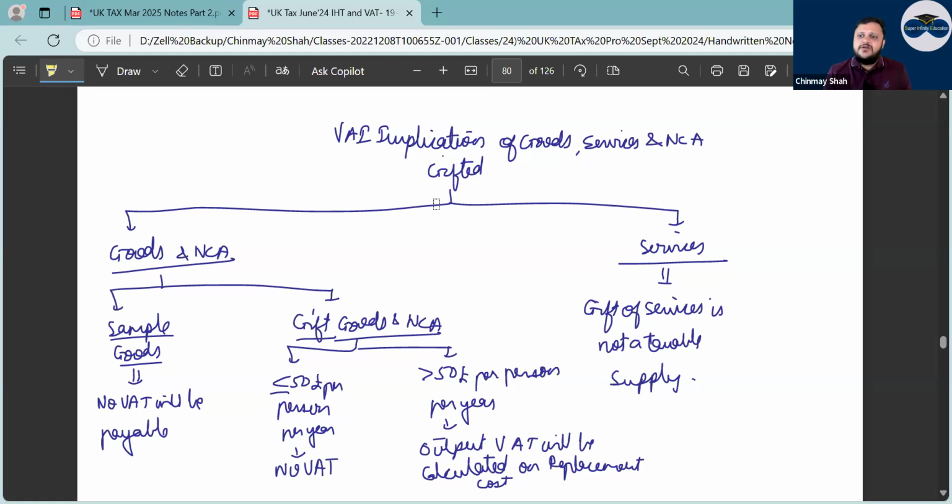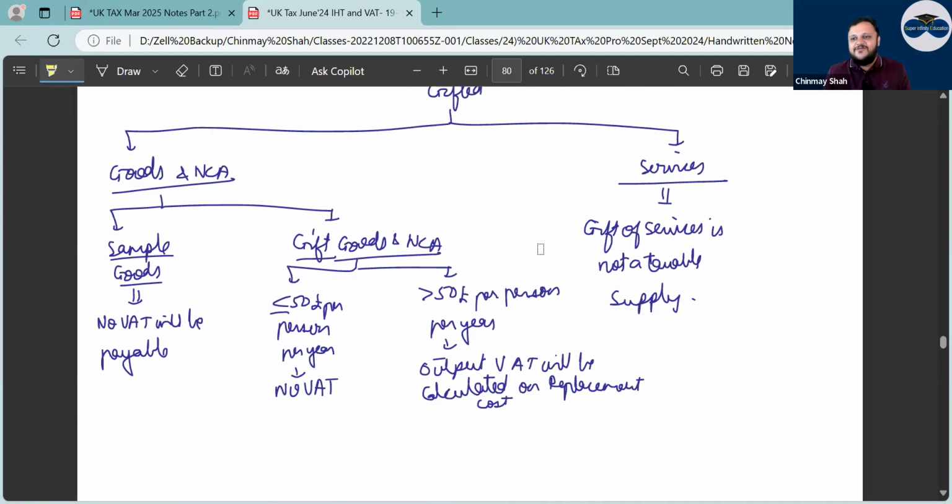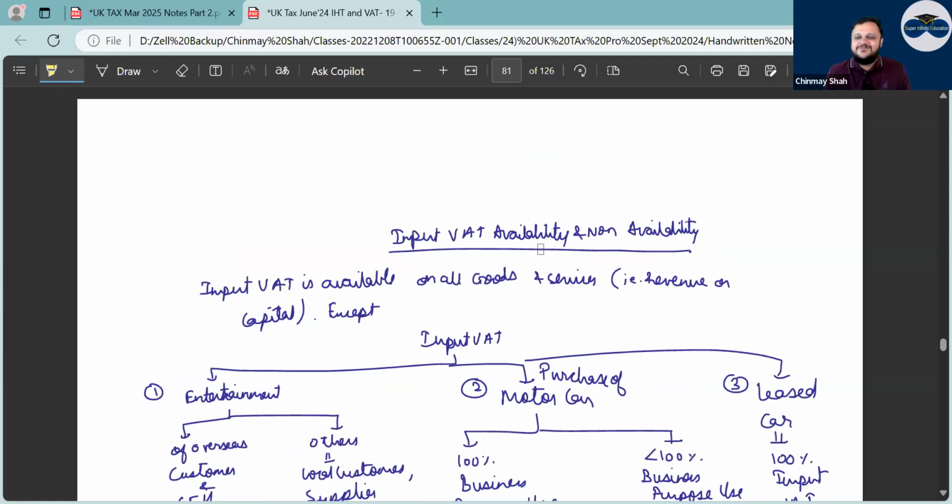So gift goods and non-current assets. If I gift goods or non-current assets to anyone, right? If it is less than 50 pounds per person per year, no VAT. If it is more than 50 pounds per person per year, output VAT will be calculated on market value or replacement cost. Services, free services. So we will not have VAT on what?